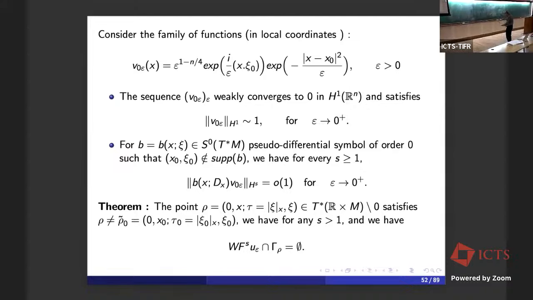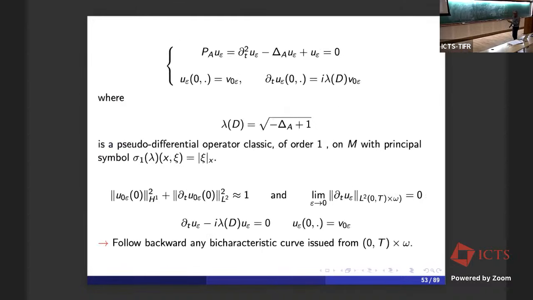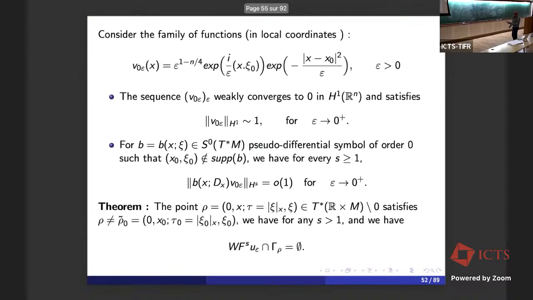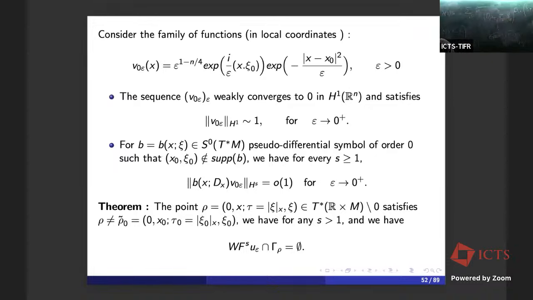And now you propagate this. Voilà. It's finished here. This is not in the HS wavefront, so this point is not in the HS wavefront by propagation. Okay, so it is bounded in HS, and you finish exactly like the first day. You go to a contradiction argument. You will have a sequence of solutions that are bounded, weakly convergent to zero in H1 and bounded in HS for S equal to 2, 3, 4, as you like. So they will converge to zero.